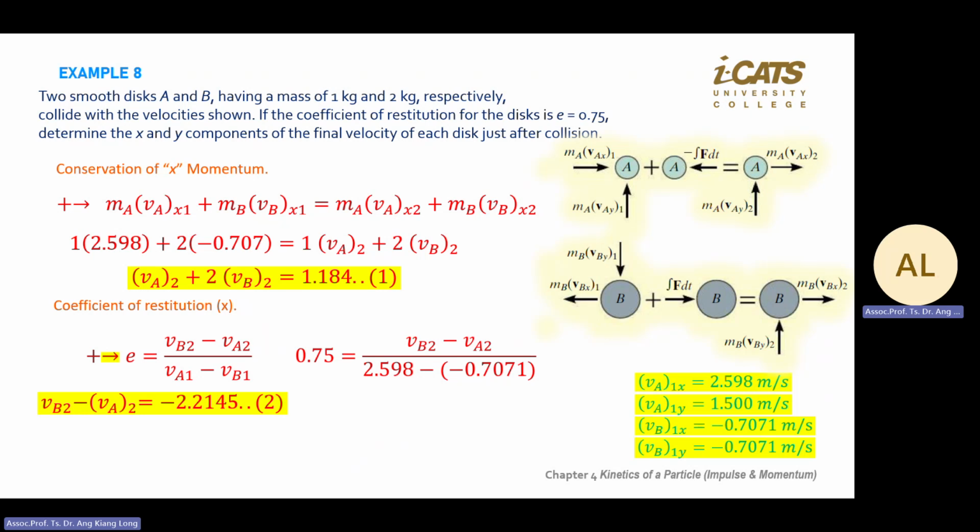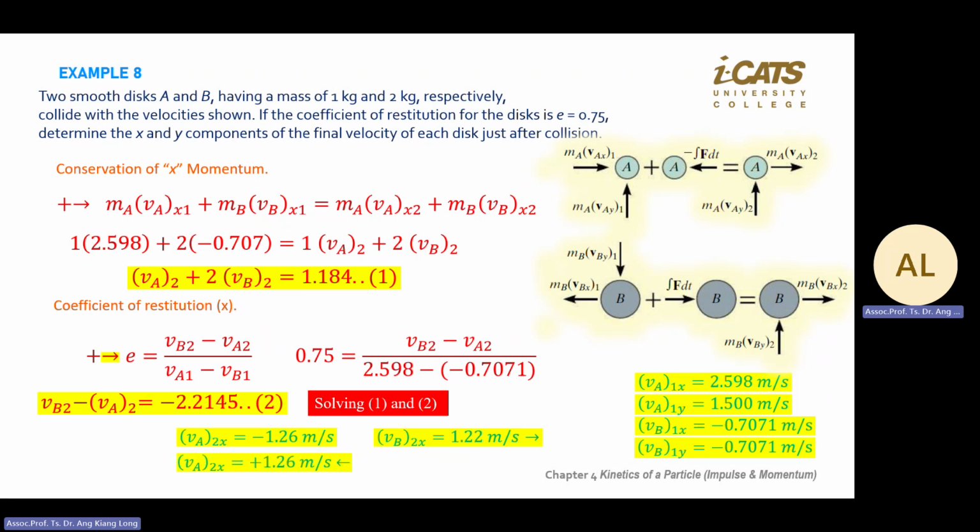Okay. So solving 1 and 2, you get these two answers. When you solve these two equations, you get VA2x of minus 1.26, which agrees with our earlier estimation, right? So A will bounce back to the second quadrant of the axis. VB2x is positive. Agree with what we estimated.